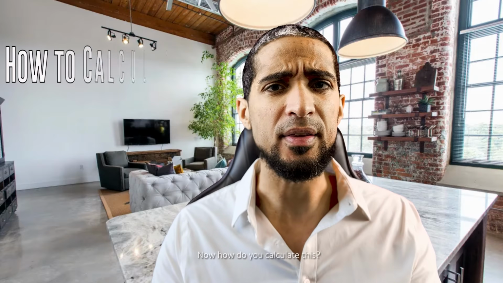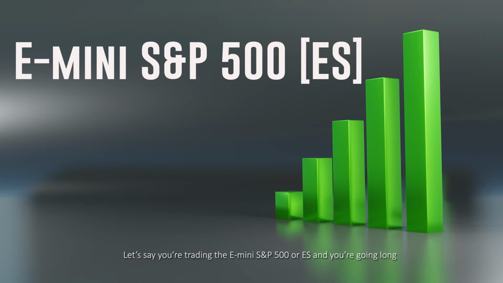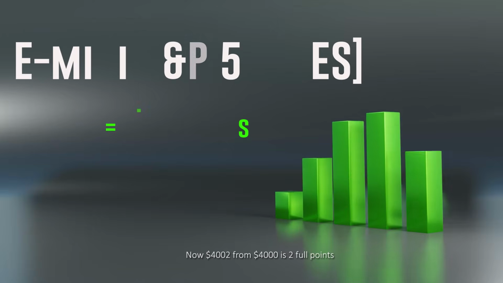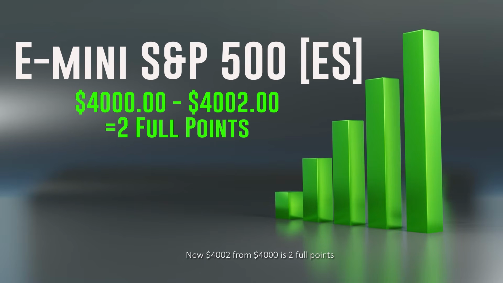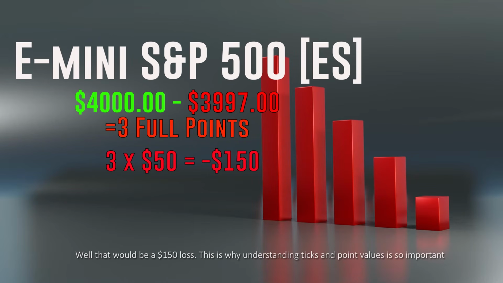Now how do you calculate this? Let's say you're trading the E-mini S&P 500, or ES, and you're going long, or buying, at $4,000. Then price moves up to $4,002. How much have you made? Now $4,002 from $4,000 is 2 full points. Each point is $50 per contract. 2 points times $50 is $100 in profit. Now what if price moved against you 3 points? Well, that would be a $150 loss. This is why understanding ticks and point values is so important.